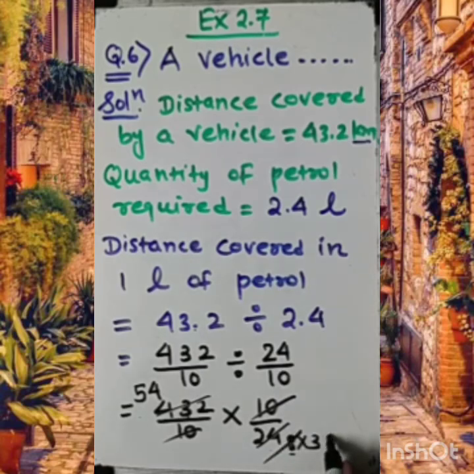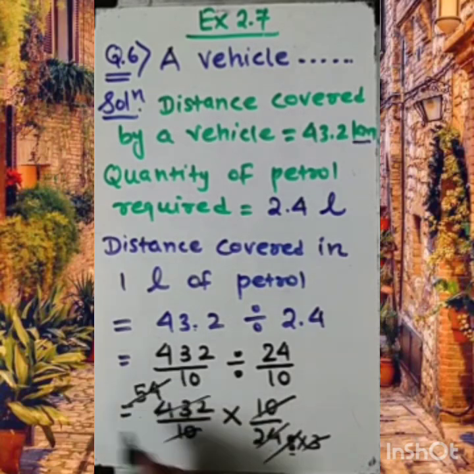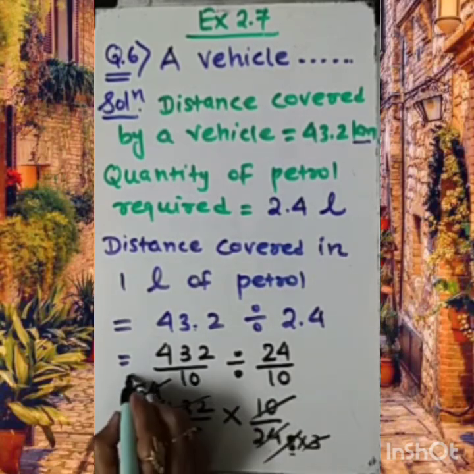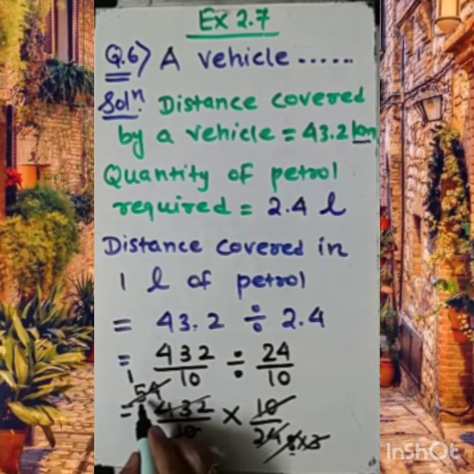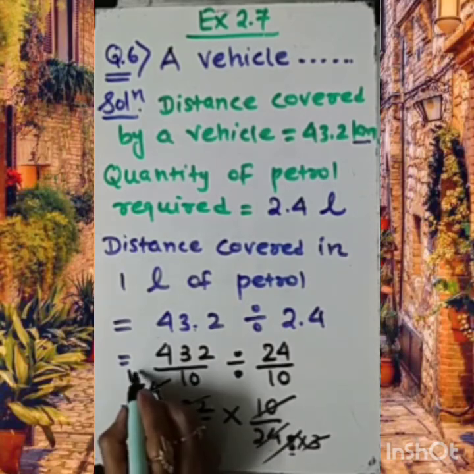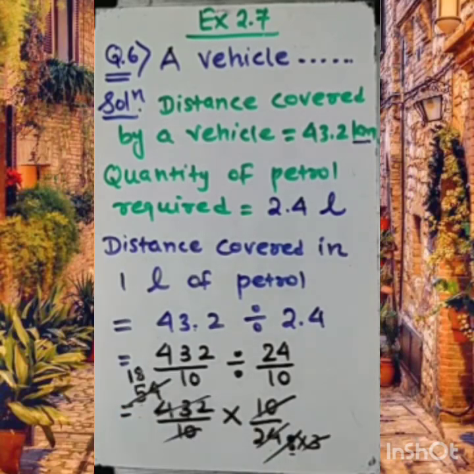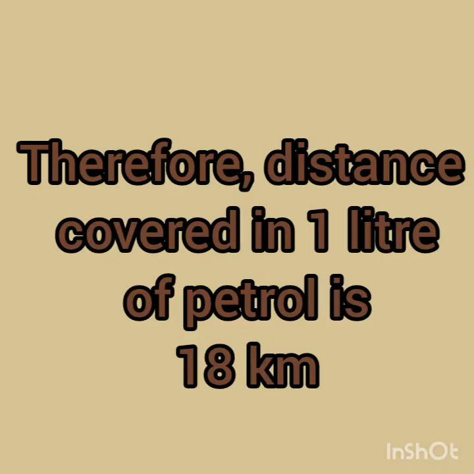Let's divide it by 3 now. If I divide 54 by 3, then 3 ones are 3. 5 minus 3 is 2, 24 will be left. 8 threes are 24. So the answer is coming 18 kilometers. Okay, because they are asking how much distance we have to cover. So dear student, the final answer we need to mention: distance covered in 1 liter of petrol is 18 kilometers.